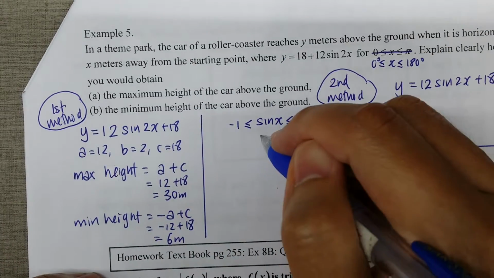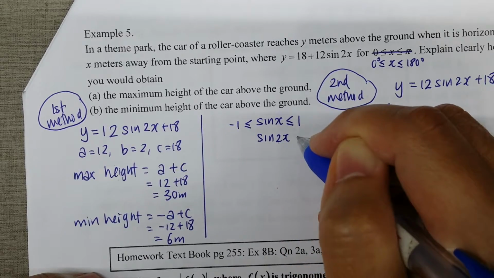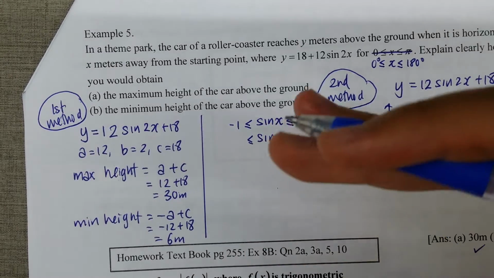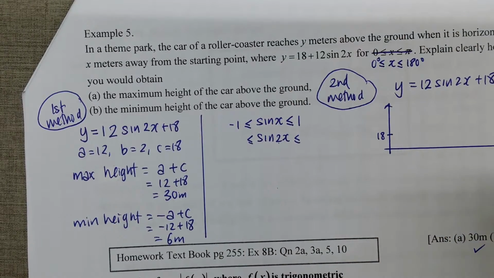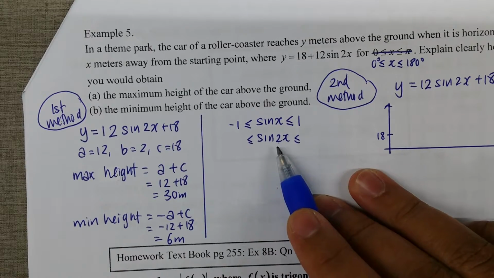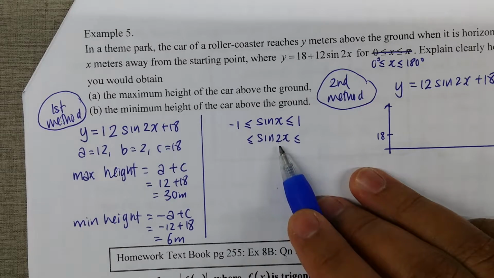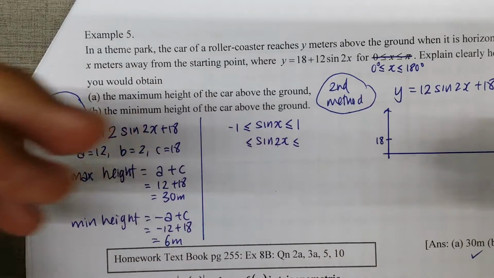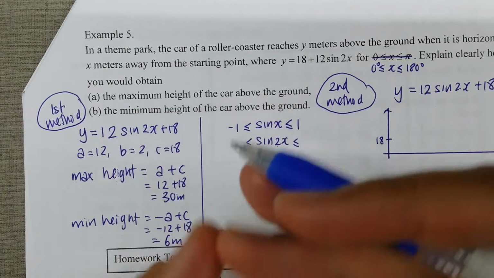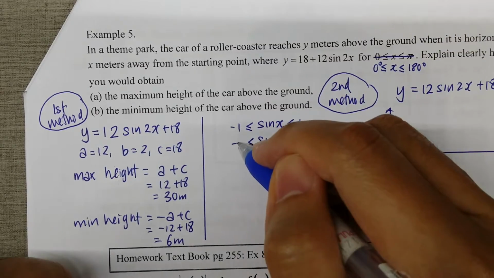Will it change when it becomes 2? Will the height, how high the graph will go and how low the graph will go, will it change when I put a 2 here? The answer is no. This 2 just tells me how many cycles within 360. Within 360, how many cycles? It doesn't tell me how high or how low it goes. So it is still -1 and 1.